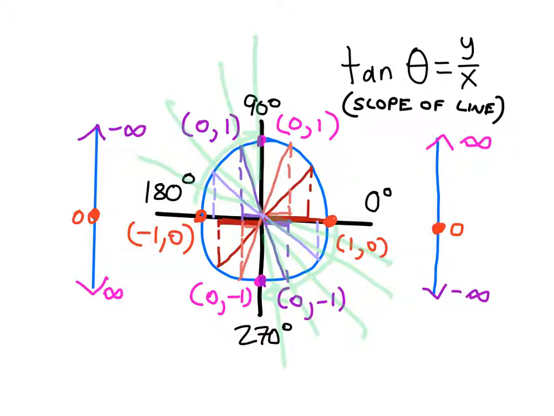Therefore, the closer I get to 90 degrees in quadrant 2, the more negative my tangent value will get. And the closer I get to 270 degrees in quadrant 4, the more negative my tangent value will get. As a reminder, the simplest way to look at this is just comparing the slope of the lines and seeing which one is greater by paying attention to the steepness and whether the slope is positive or negative.